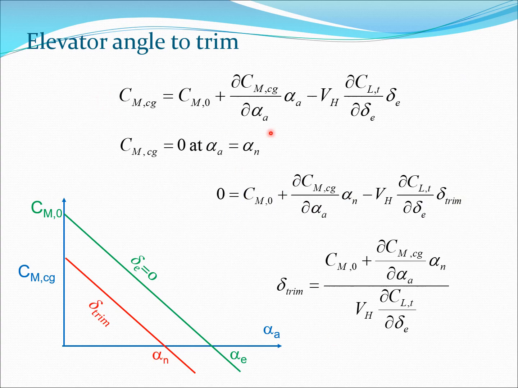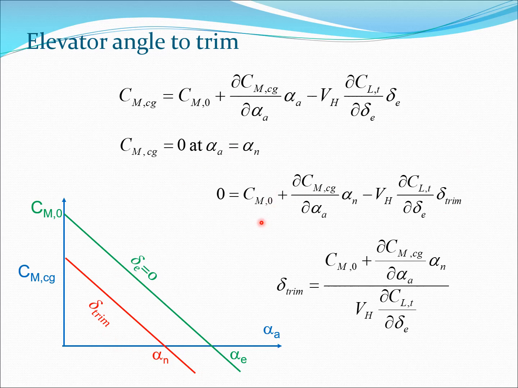Now let's write that equation out again and enforce the condition that if this were the line for trim, CMCG would be 0 at alpha a equals alpha n. So I can take this equation and set CMCG to 0, and I set alpha a equals alpha n. I also set delta E equal to delta trim. Then this becomes exactly the line in red shown here, and I can now calculate the delta trim value.